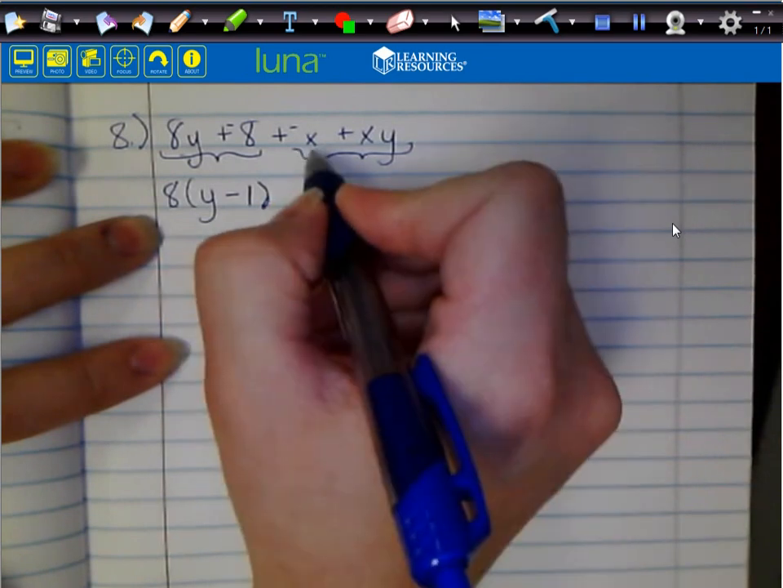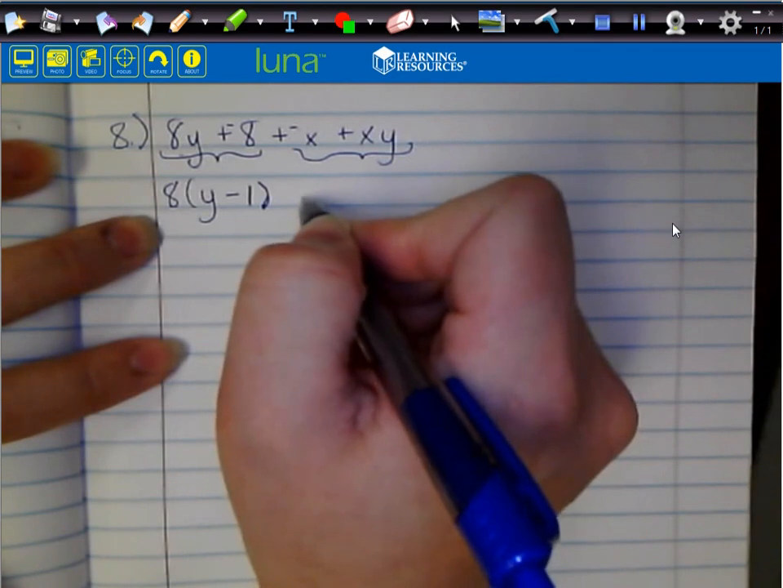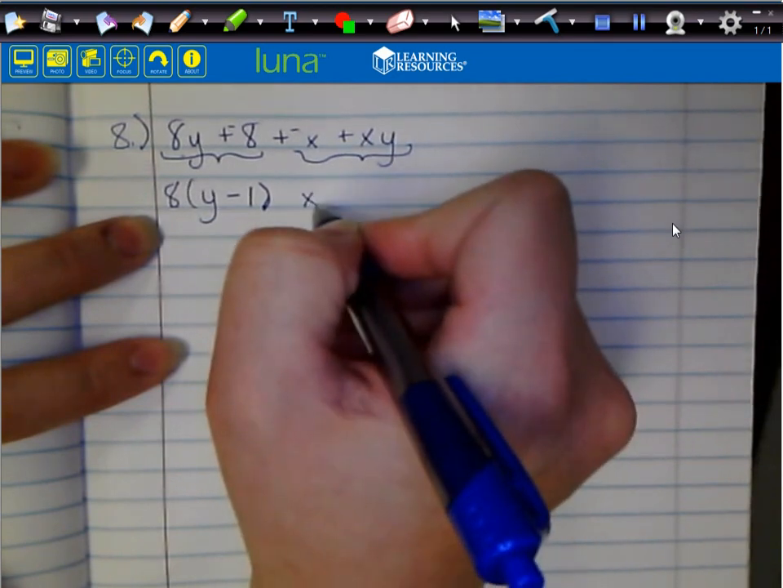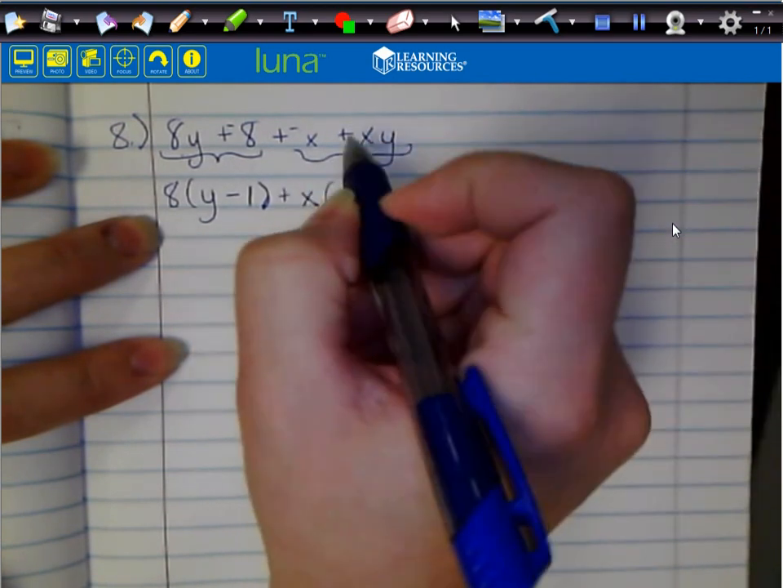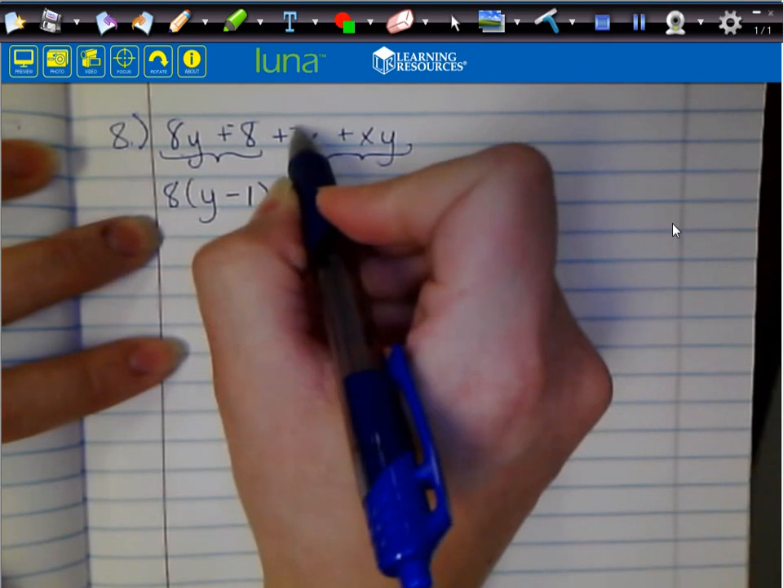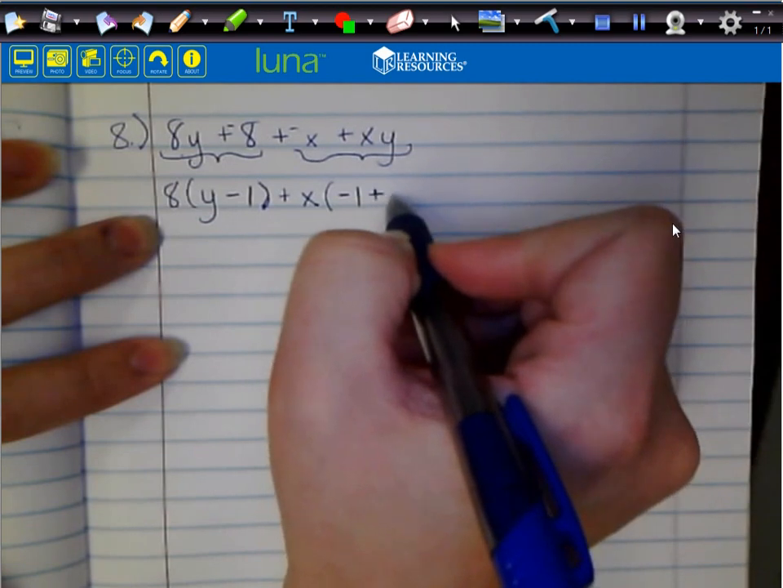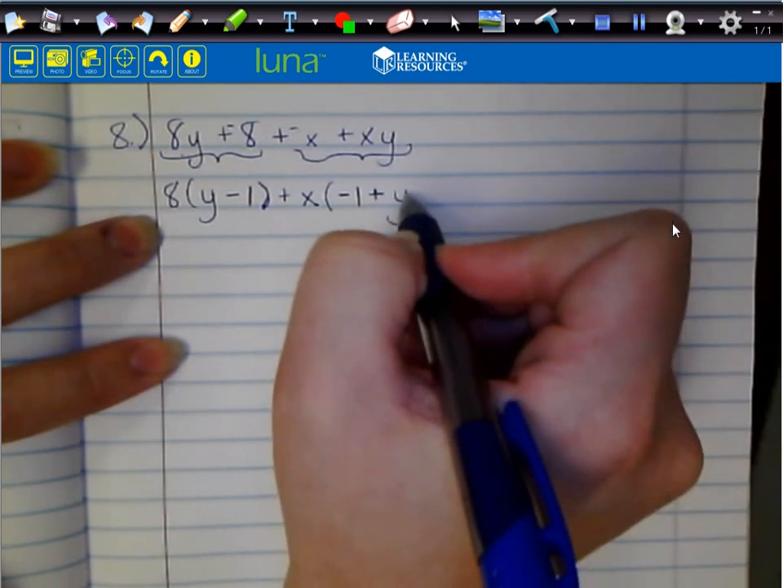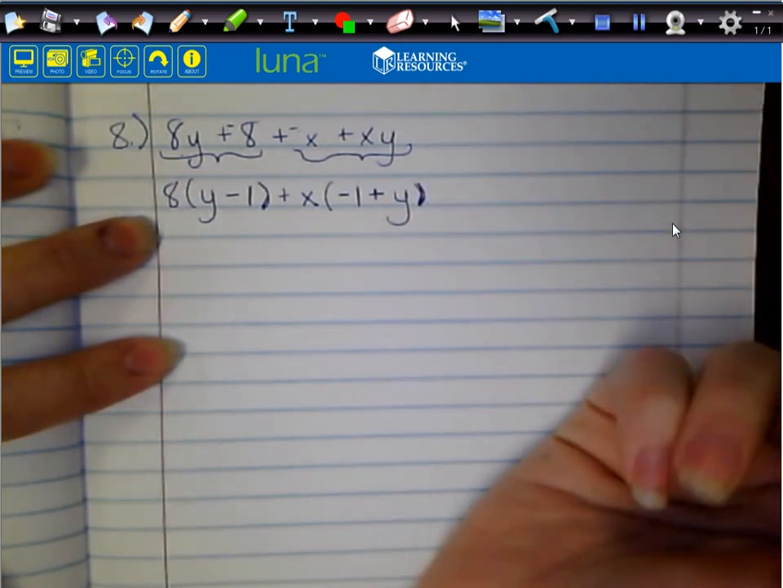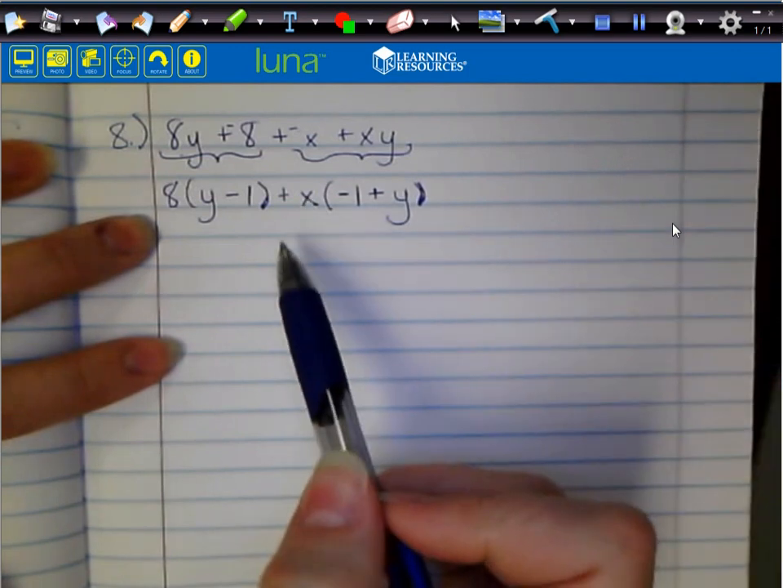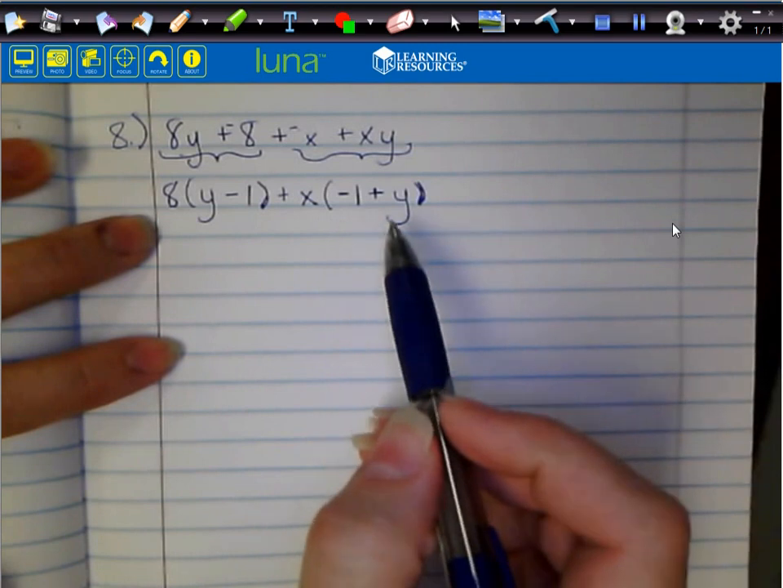Here, my greatest common factor between negative x and xy is the letter x, the variable. So I'm going to pull out my x, open parentheses. If I pulled out a positive x from negative x, that leaves me with negative 1. Plus y, because I pulled out that x as well. So now I have something very similar to what I had last time, but I have negatives involved, so I have to pay close attention here. It's y minus 1 and negative 1 plus y.